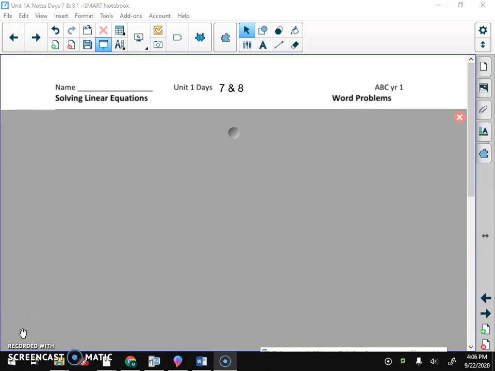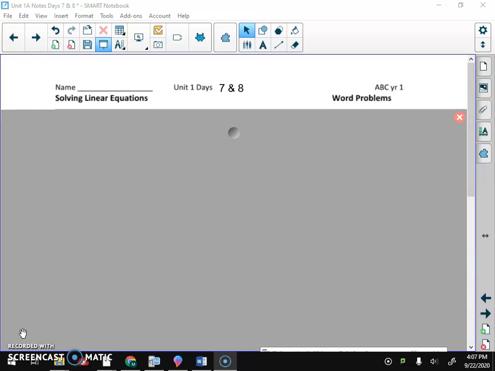Okay, Algebra 1 ABC students, our last day of the unit is day 8. We're going to do some more word problems, but they're all going to relate to one thing, and that is rectangles. And a specific part of rectangles, perimeter. So let's first of all define what perimeter is.